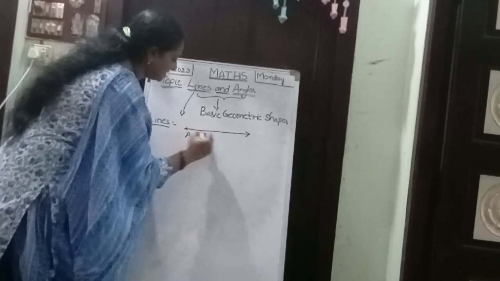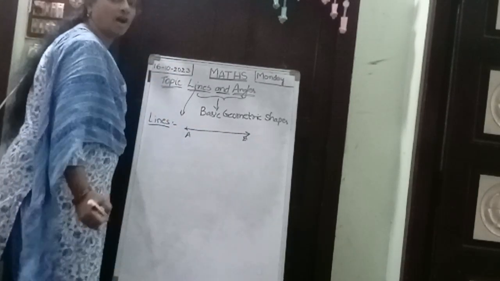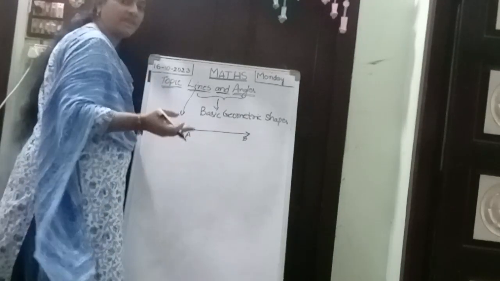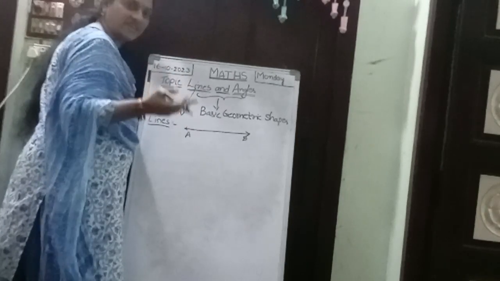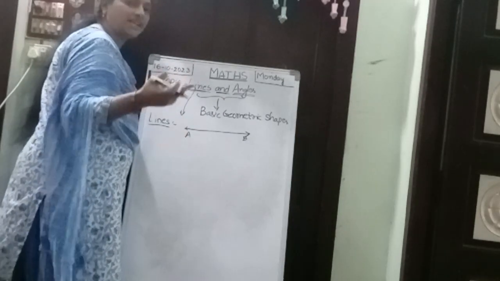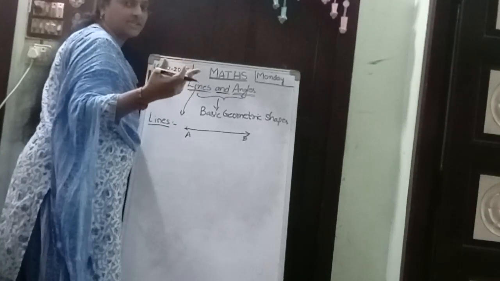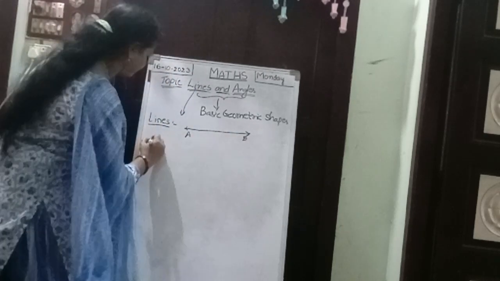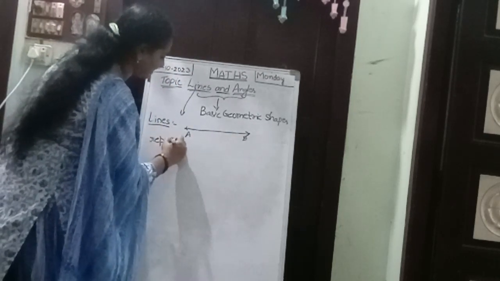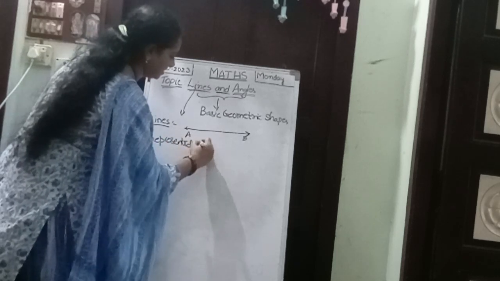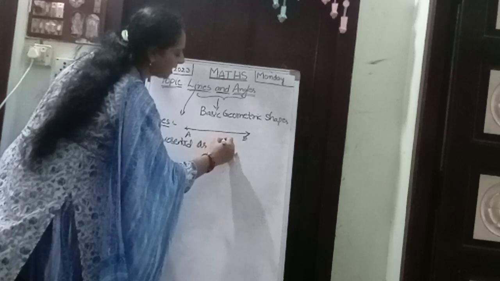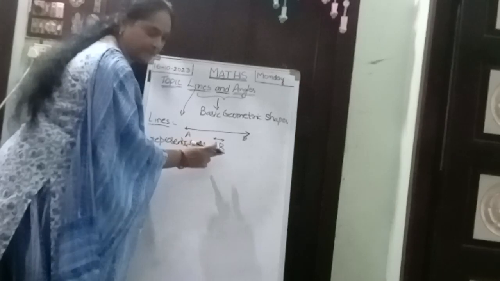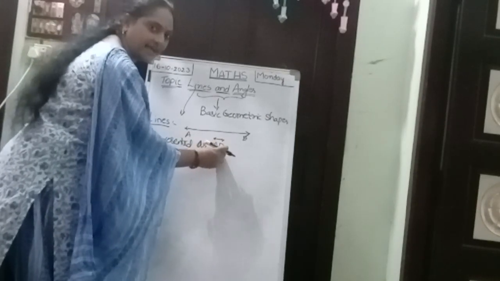We can name this by taking any alphabets. I took A and B here. You can take even X, Y or Z, XY, YZ, XZ, like that you can take any letters to identify the line. This is represented as AB, and above AB you have to draw a small line. Like this we represent line AB, and we read it as line AB.